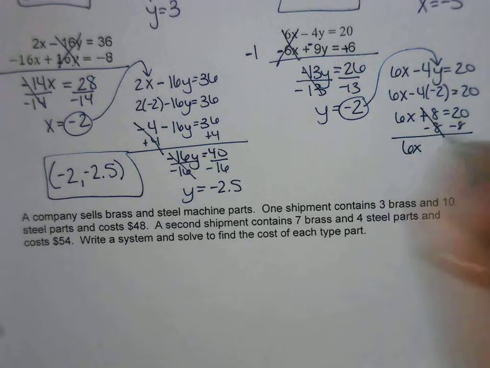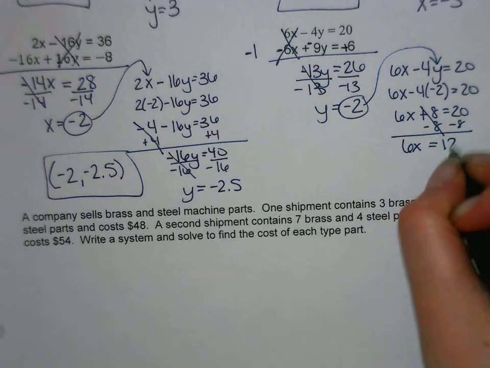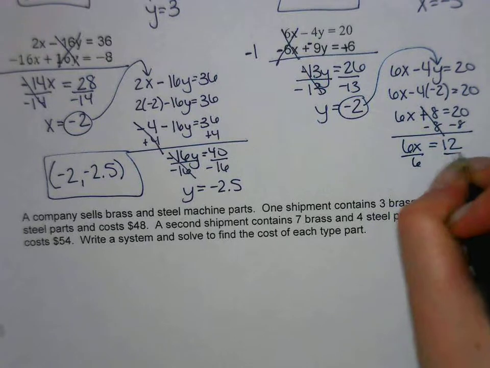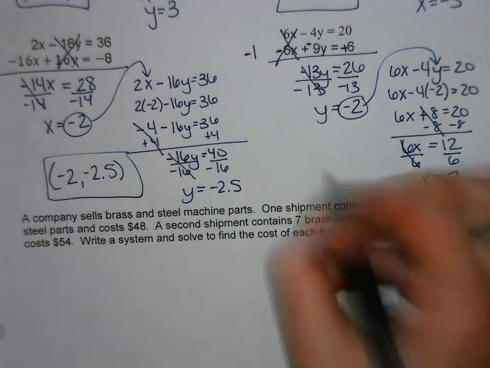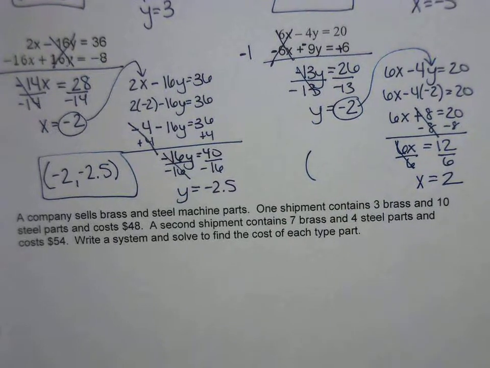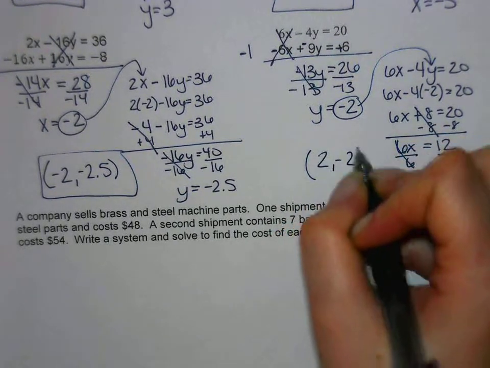So 8 minus 8 is 0. 20 minus 8 is 12. So divide both sides by 6. X equals 12 divided by 6 is 2. So the solution to the system of equations is 2, negative 2.